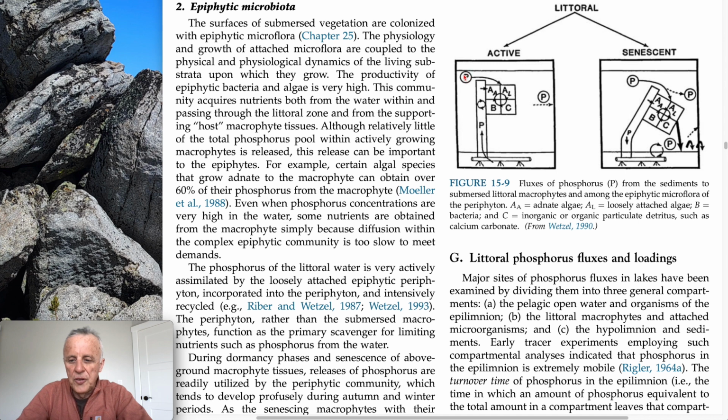So P is the phosphorus, and Al is the loosely attached algae, as well as adnate algae, and then B and C are bacteria and inorganic or organic particulate. So we have this cycle going on here. We go from the adnate to the loosely attached algae to the inorganic or organic particulate detritus, and then B, bacteria. So we have this cycle going on, and then the phosphorus coming in from the rooting zone of those plants. Now we have a senescence phase.